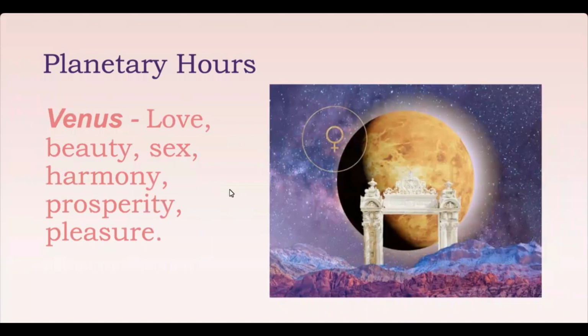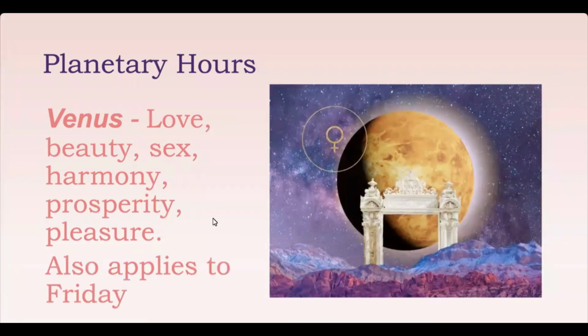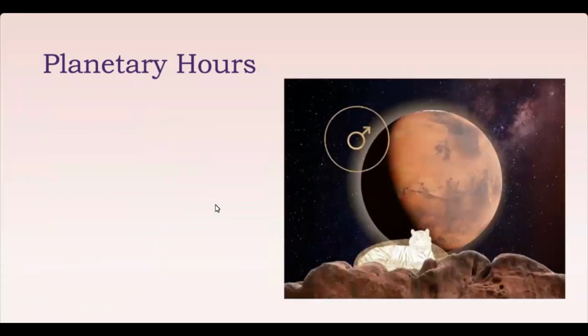Venus is the planet of love. So we can, of course, use our Venus hour for spells about love, beauty, sex, harmony, prosperity, and pleasure. And Venus also corresponds to the day Friday. So you can use the planetary hour of Venus on a Friday and double up that energy.